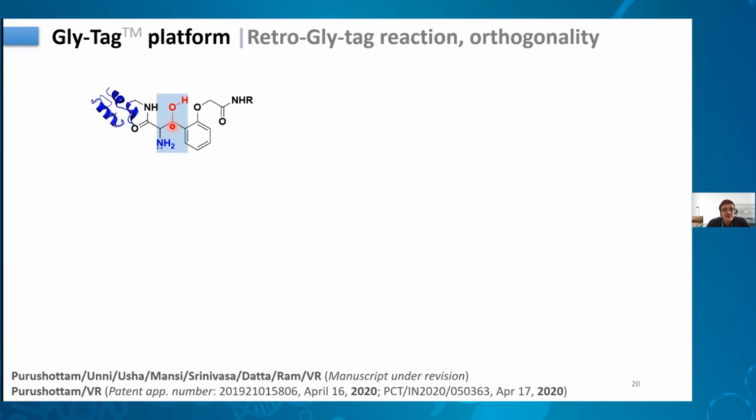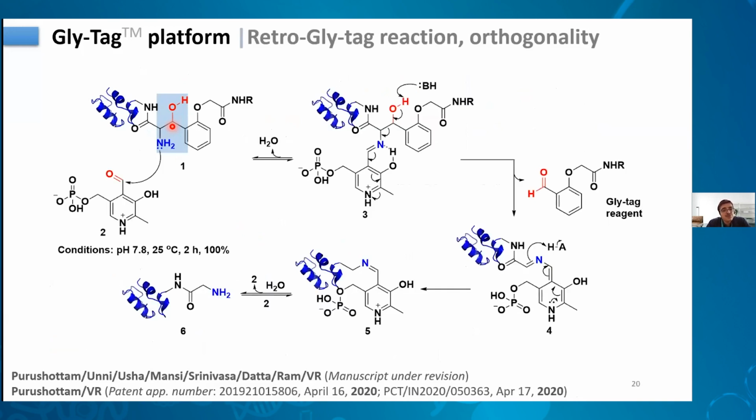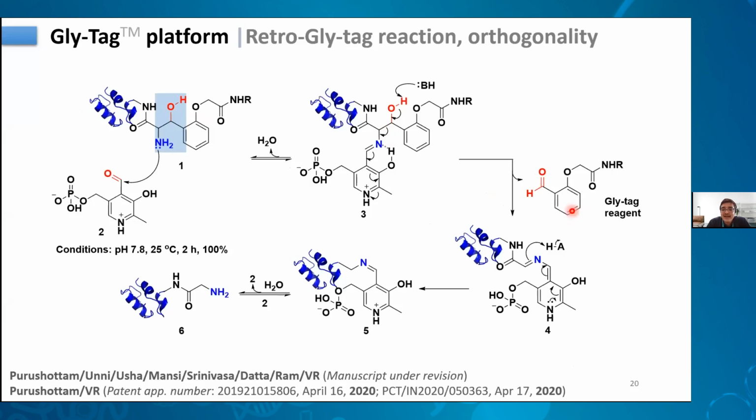So after a lot of screening that I'm not going to discuss, what we found eventually is that we can treat it with a reagent like PLP, where this aldehyde would react with this amine to generate an imine, and this extended polarized conjugation polarizes the electron density of carbon-carbon bonds substantially enough so that even under very mild conditions, you can dissociate it without any problem. And that releases the Gly-tag reagent, gives you the adduct, which upon subsequent hydrolysis will give you the PLP back, and along with that, your native insulin is back.